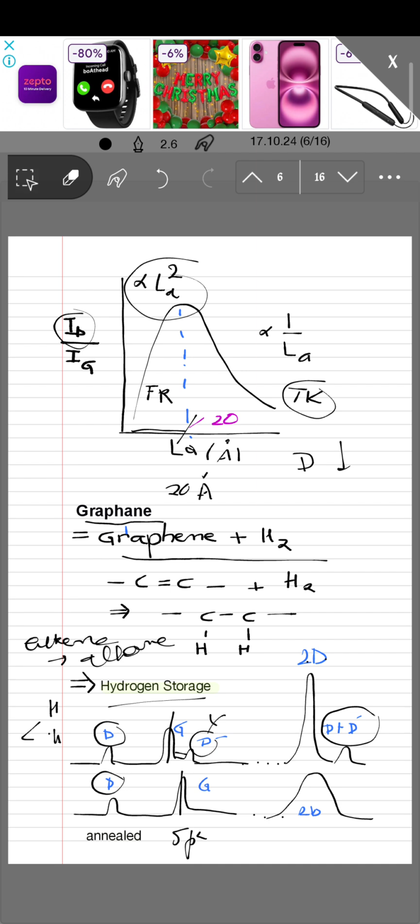However, if we annihilate that, if we remove the stress and make the film more pure, then these overtones actually disappear. This D dash and this D plus D dash disappear, and we get a D, G and a 2D peak. This 2D peak is quite sharp if graphene formation is taking place, whereas in this case you can see that it has gone broader, as the crystallite size has gone down.